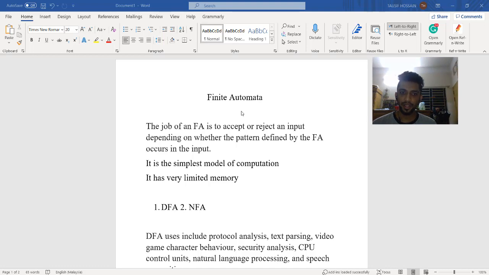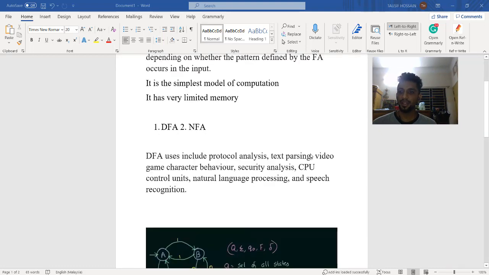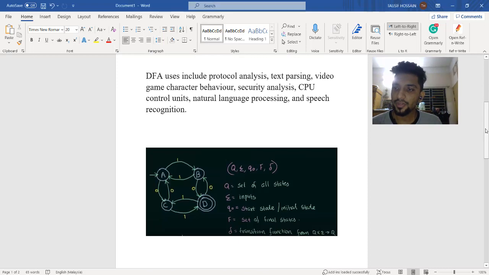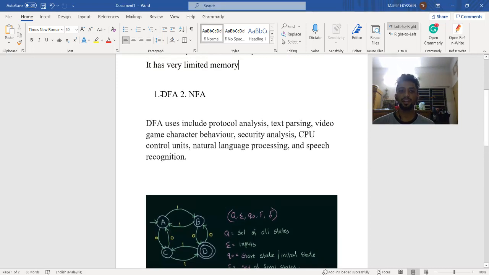The job of a finite automata is to accept or reject the input depending on the pattern defined by the finite automata. It is the simplest model of computation. It has very limited memory. We can define the finite automata in two sectors.